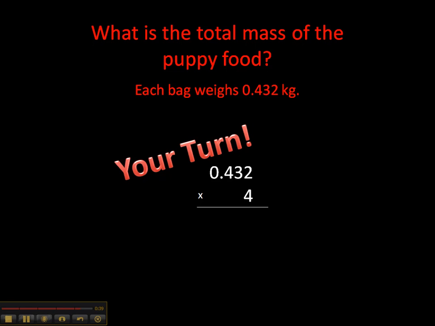All right, let's see if you're right. So here's what I did. 2 times 4 equals 8, and then 3 times 4 is 12, so I'm going to put my 2 down here. I'm going to drop my 1 off up here to carry it. 4 times 4 is 16, but because I have that 1, it becomes 17, and then I carry the 1. And now 4 times 0 is 0, but we still have that 1. It drops down here to be 1.728.